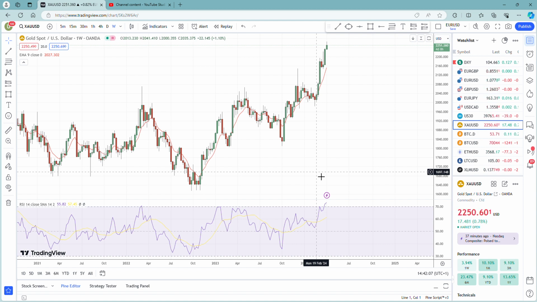Hi everyone, today I'm just going to do a quick breakdown of gold. I'm going to show you how we do technical analysis, a top to bottom analysis from the weekly all the way to an entry time frame. This will take less than 5 minutes. Let's go ahead and get started.